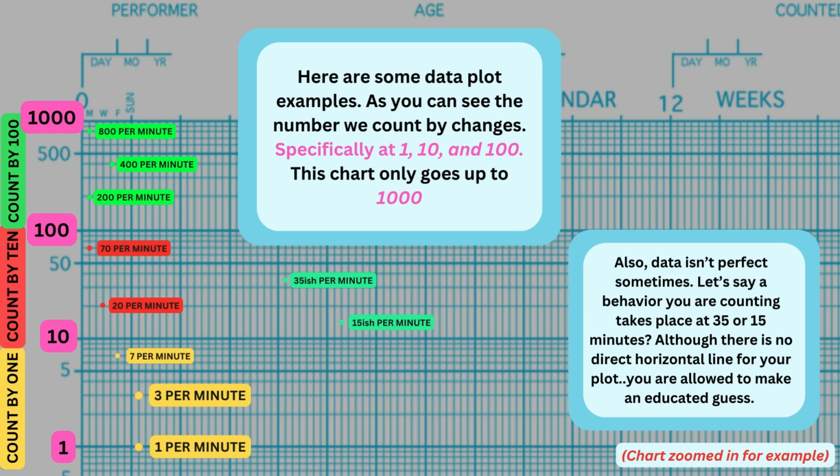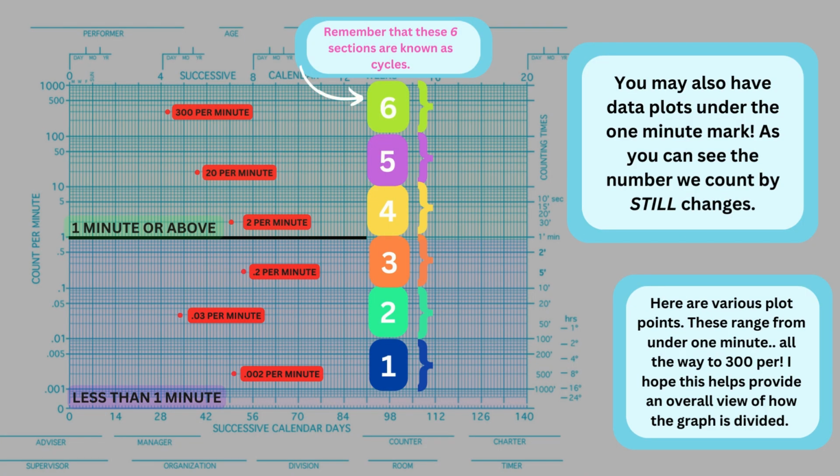Also, your data isn't going to be an even horizontal line across the graph. Let's say you have 15-ish counts of a behavior per minute, give or take. You want to orient yourself, find the day you're plotting your information, and then look: 10, I got 15, so let's go up about halfway between 10 per minute and 20 per minute and plot a point there. Just take your best educated guess when plotting these in-between points.